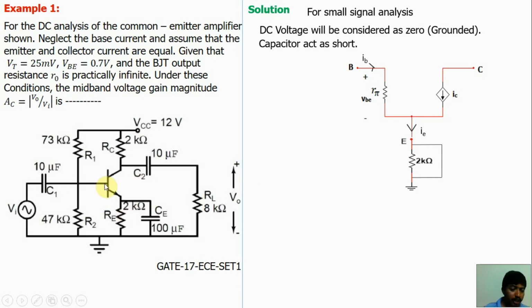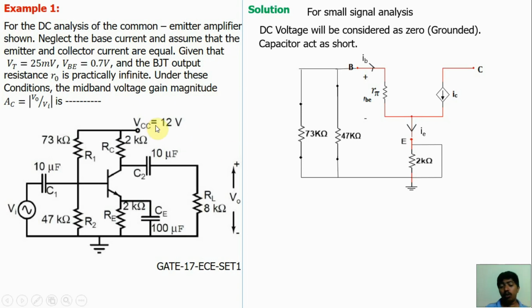In the base region, base to ground, the R2 resistance, 47 kilo ohm, is connected. Then base to VCC: the DC voltage will be considered as ground, 0 volt. So base to ground, 73 kilo ohm is connected. Then the capacitor acts as a short circuit. So Vi is connected. Now the base side is over.